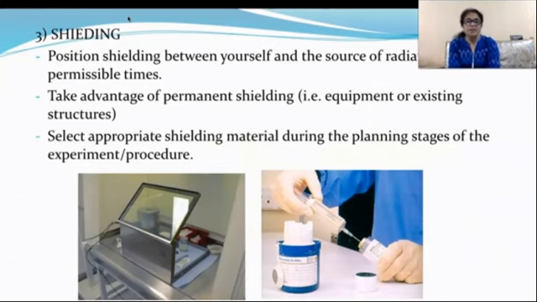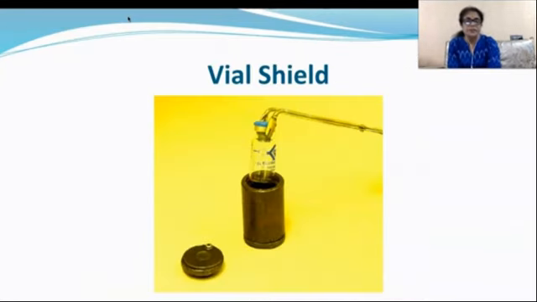Position shielding between yourself and the source of radiation at all permissible times. Take advantage of permanent shielding if it is there. Select appropriate shielding material during planning and staging of the experiment. See how it has been shielded by lead glass. These vials are kept in lead containers.